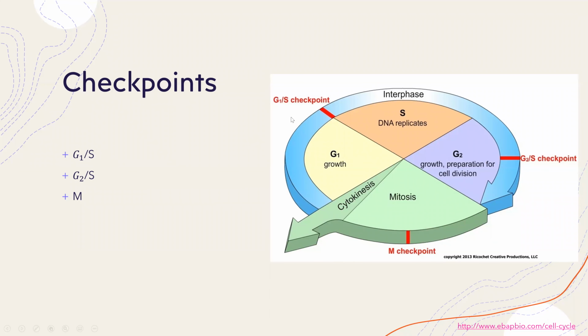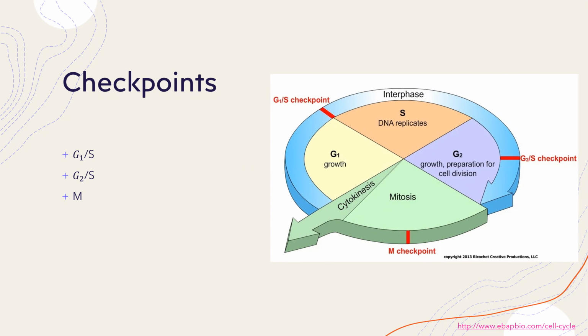Also in this cycle, you notice there are some checkpoints. These checkpoints are basically like the security checkpoint at an airport. They make sure that everything is good before moving on to the next stage so you don't have problems later. These checkpoints can also be called restriction points. The first checkpoint in the cell cycle is the one between G1 and S. There, the cell is making sure that it's got the proper DNA from the parent cells and the signals telling it to move on into the S phase.